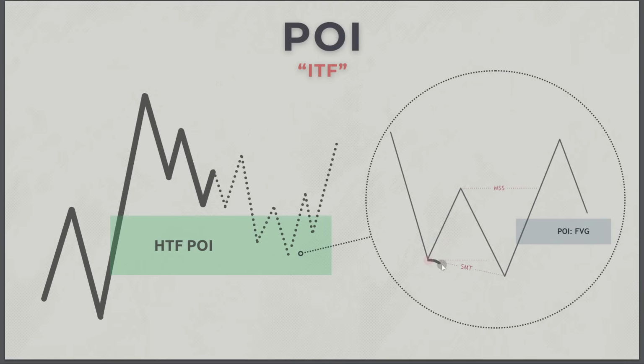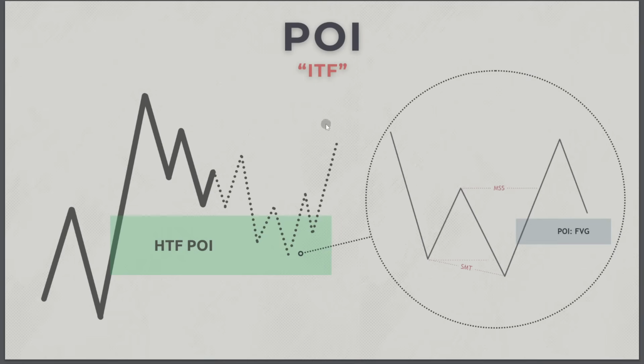Okay, so SMT, which is a crack in correlated pairs, so let's say EU and GU, so euro dollar and pound dollar. If one is taking a low and the other one is not taking that same low, then that's an SMT. So I'll be looking for SMTs as well as a market structure shift in there, and then a creation of a fair value gap, because that's your zone of entry. Otherwise, you have no place to enter, or at least this is the easiest way to enter.